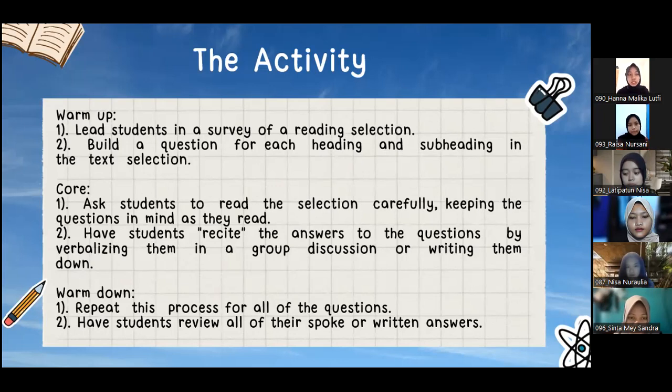And for the last activity, there is the cool-down. The teacher can repeat this process for all of the questions and have students review all of their spoken or written answers. That's all from me. I'll give it back to the moderator.